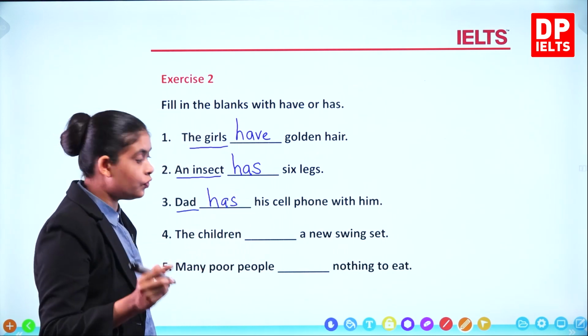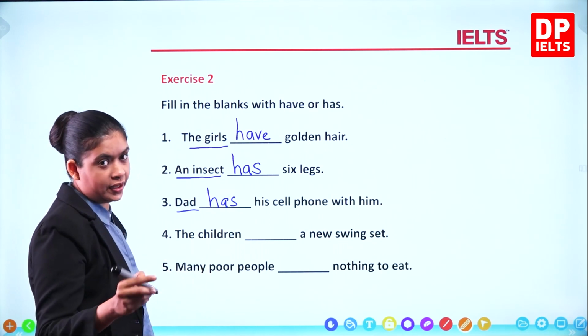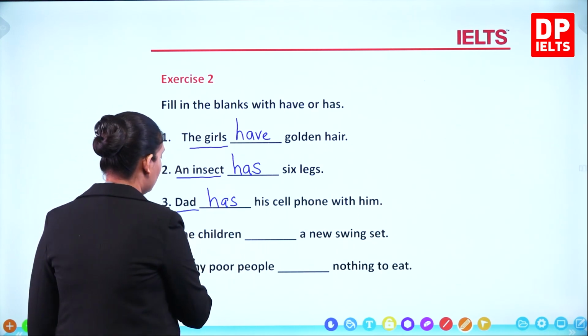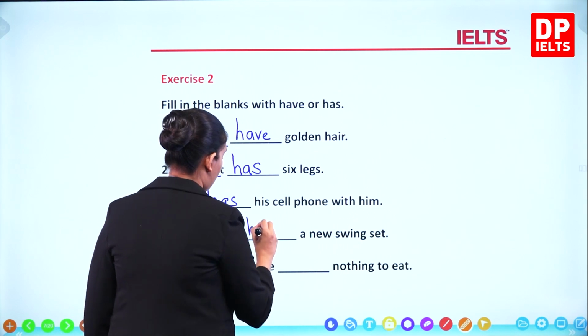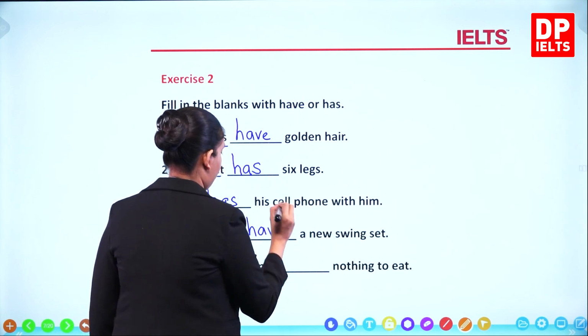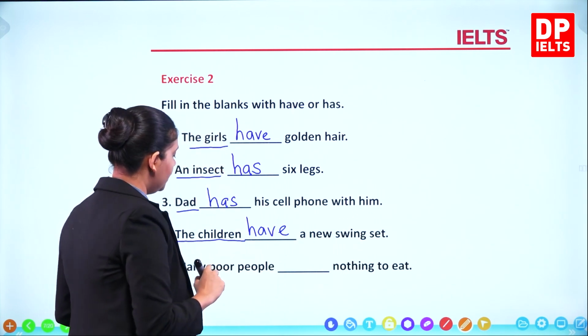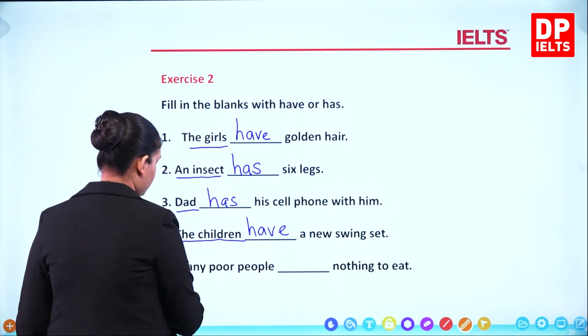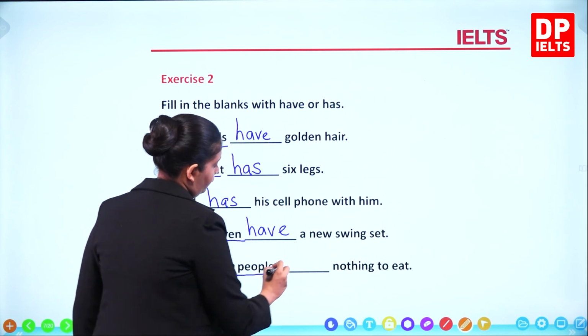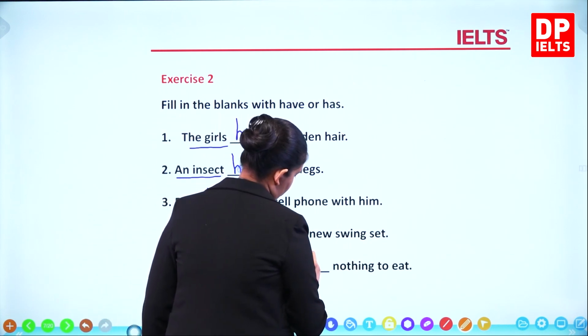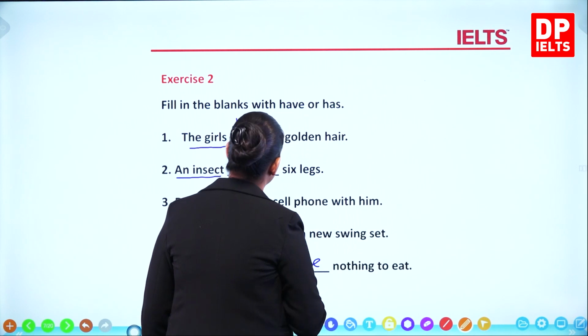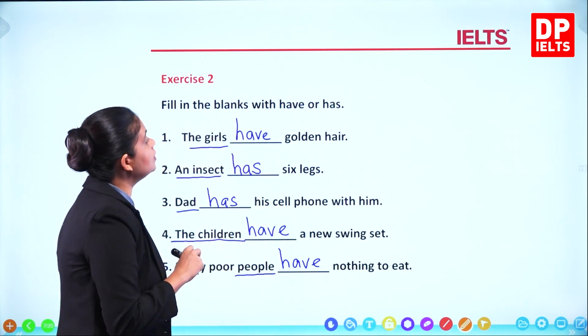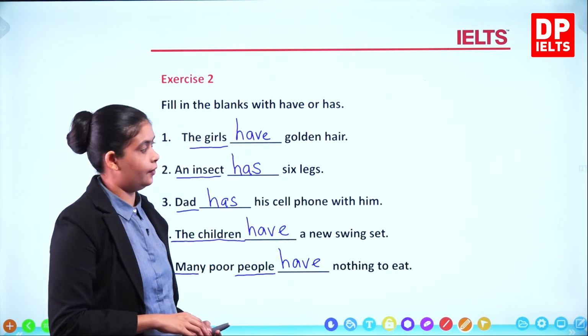The children blank a new swing set. The children mean plural, so therefore the children have. Many poor people. Many poor people means a lot of them, therefore have. Right? The girls have golden color hair, right?